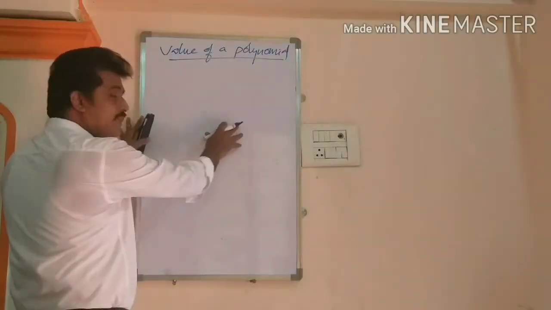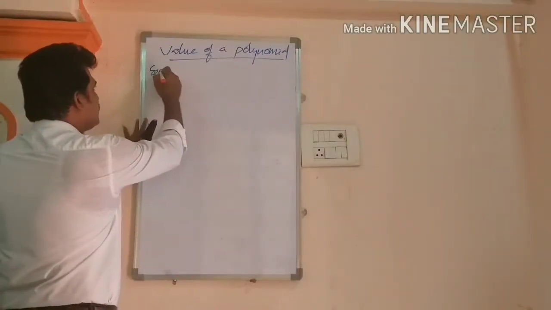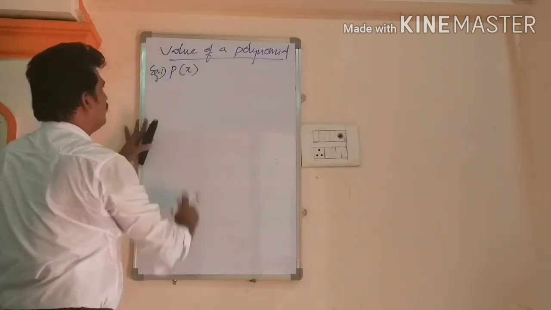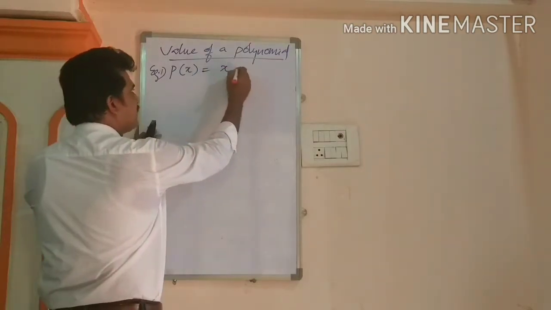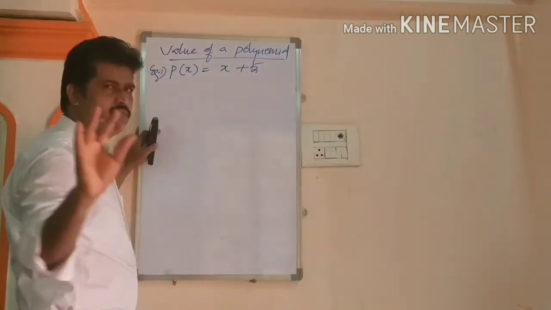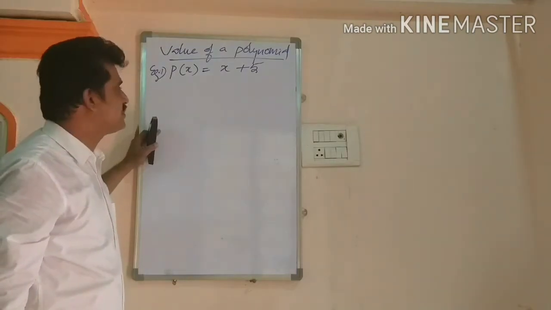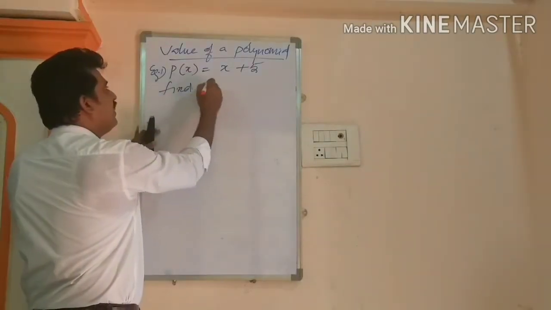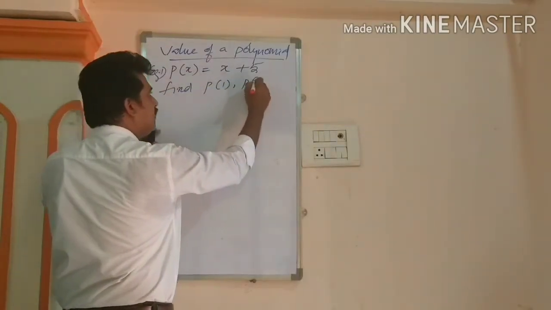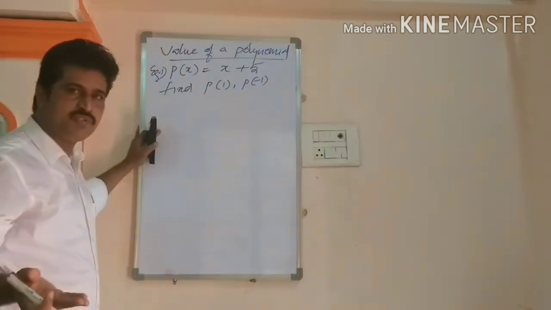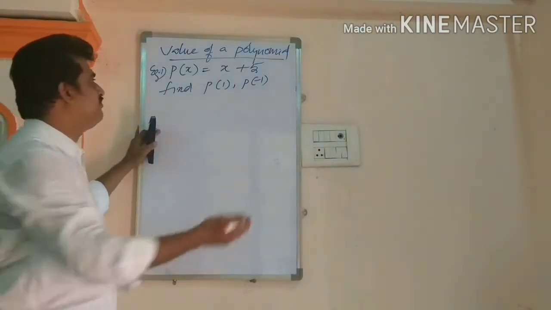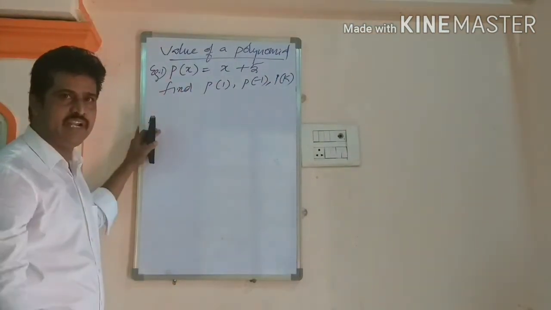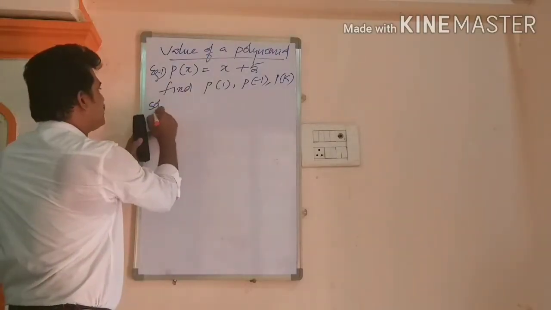So let me take one example. Generally, polynomials can be represented like this: p of x. P of x is equal to x plus 5. Simple, just simple. If you want to find the value of p of 1, p of minus 1, p of 2, p of minus 2, p of k, like that, any value, how do you find these values?